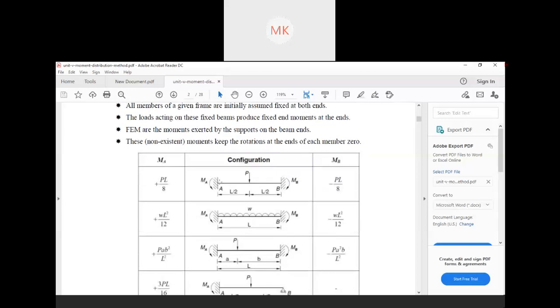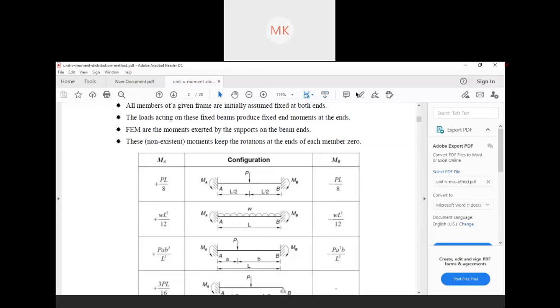Okay, these are some configurations. If there is a point load, how do we need to find out the fixed end moment? What is the formula for finding out the fixed end moments MA and MB? This is the set given. When a UDL is provided, how do we need to find it? They have some conditions.